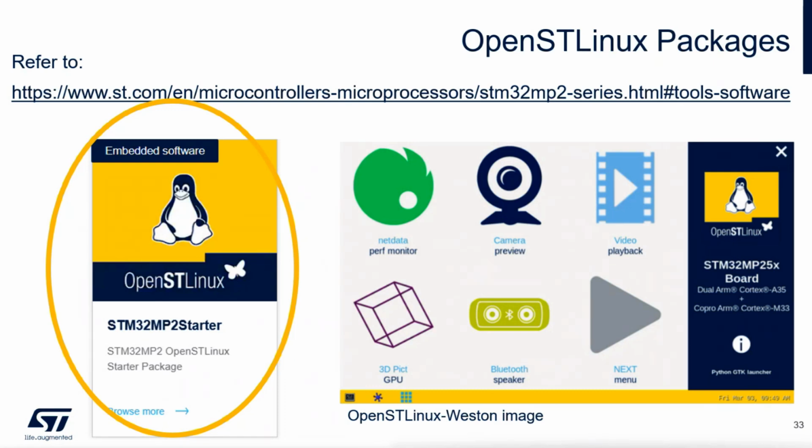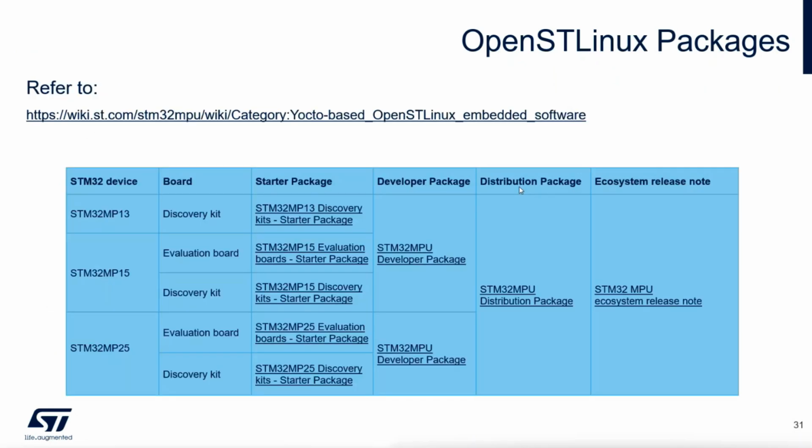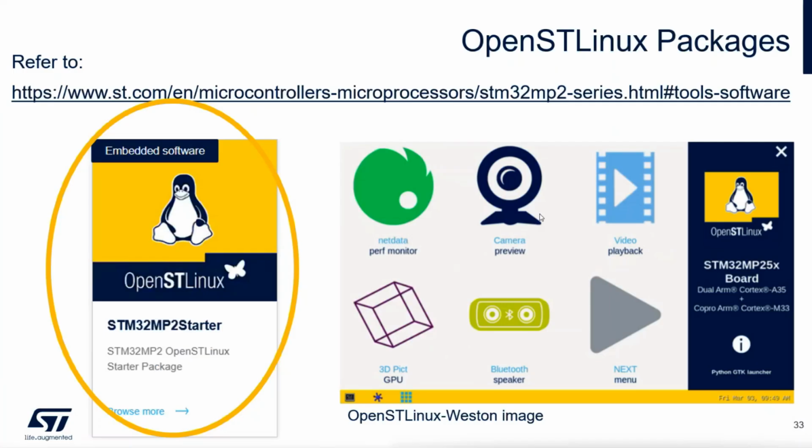So inside the starter package, we have the result of the distribution package image, the so-called OpenSTLinux Weston image. This is one of the images that can be built by the distribution package. In this image, we have a set of demos and a set of applications, so we can easily run different use cases that are visible here on the screen if you buy a Discovery kit with a screen.